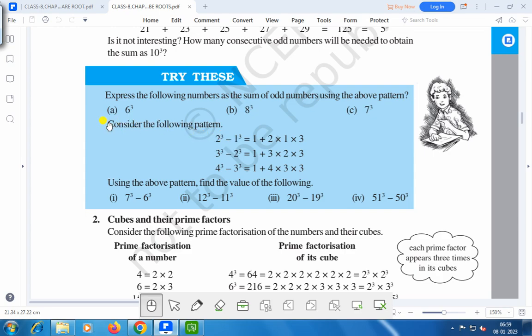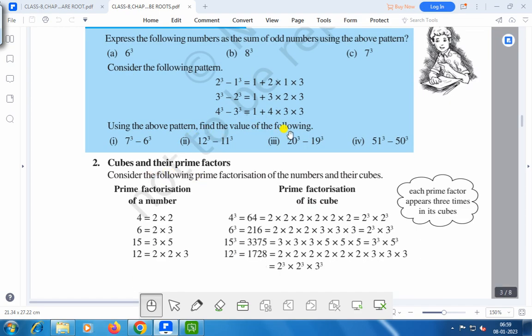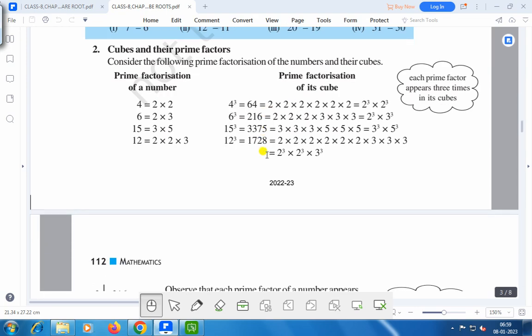Consider the following pattern. 2 cube minus 1 cube, that is 1, plus 2 into 1 into 3. 3 cube minus 2 cube, 1 plus 3 into 2 into 3. 4 cube minus 3 cube, that is 1 plus 4 into 3 into 3. In the above pattern, find the value of the following cubes and their prime factors.